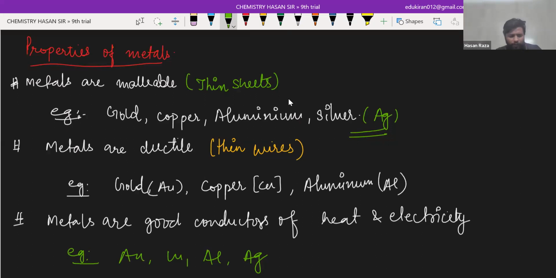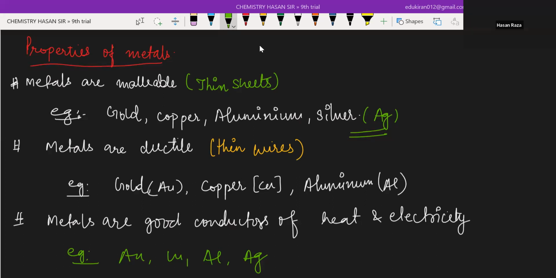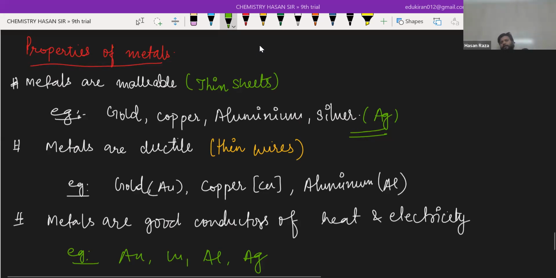There are some more characteristics like lustrous and sonorous. First, you write it. The chapter will be completed in the next class. You have only three chapters in chemistry, right? Yes, sir.